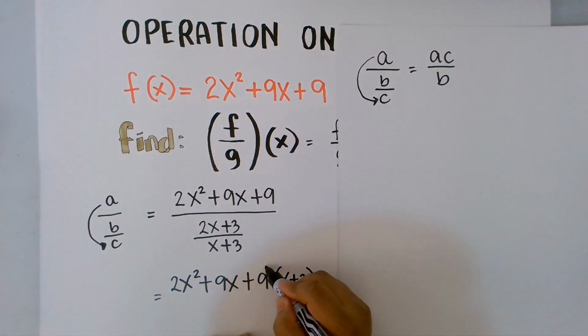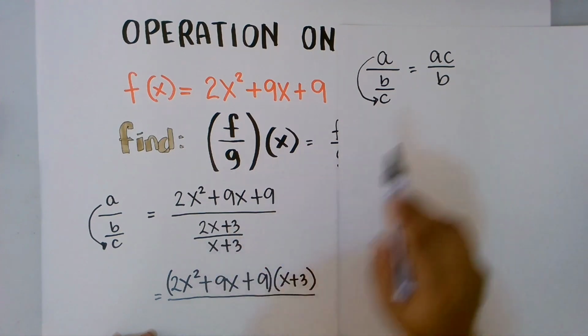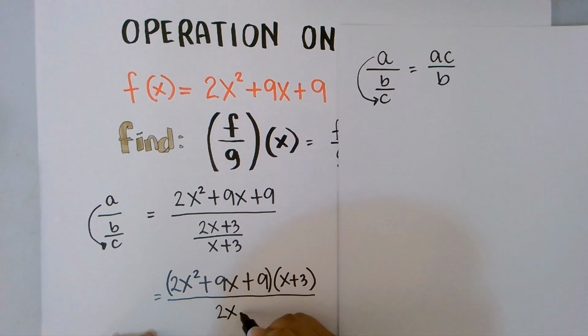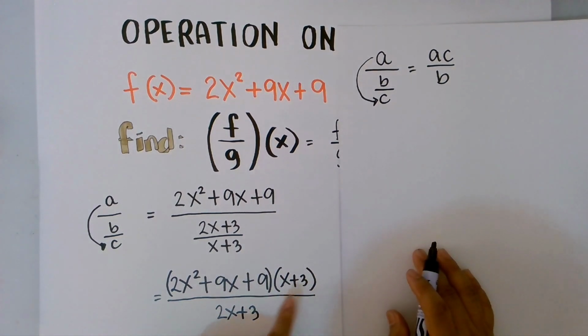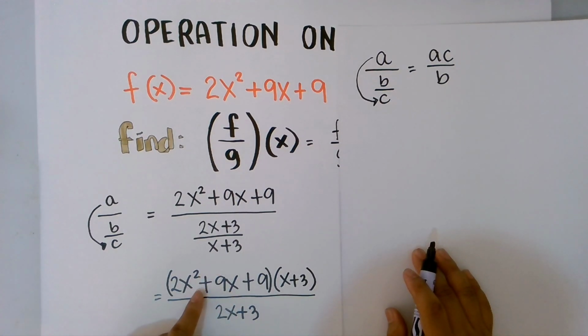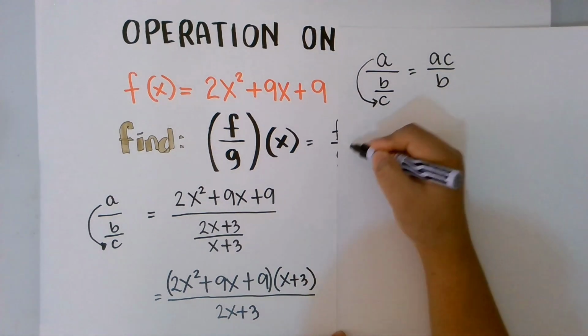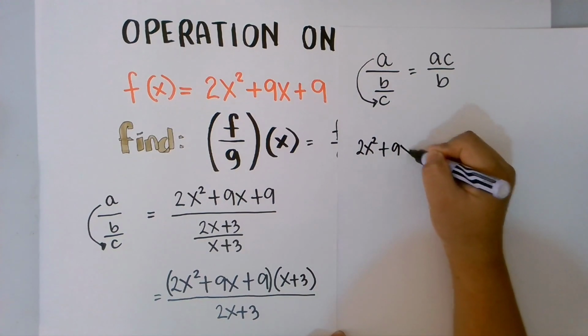Of course, that is times, so let's put parentheses here. And the denominator is the numerator of the fraction denominator. Okay? That is 2x plus 3. Now, in this case, we need to factorize the 2x squared plus 9x plus 9, so we can see if there are common factors to be cancelled. So, let's factorize 2x squared plus 9x plus 9.